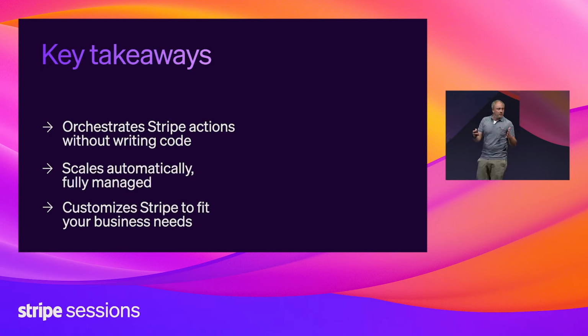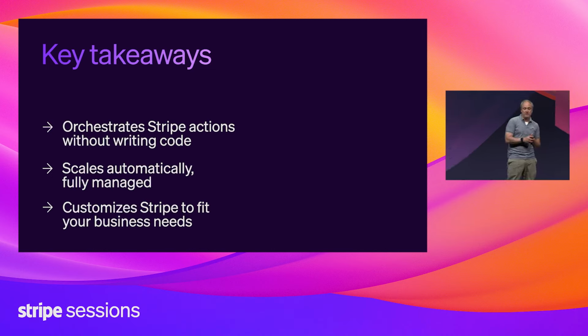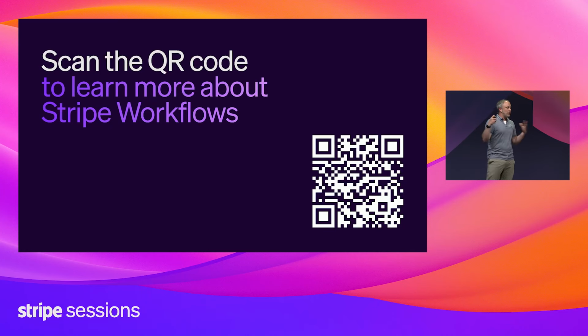OK, so today we announced the public preview of Stripe Workflows, allowing you to automate and orchestrate over 600 API actions in your Stripe account. It scales automatically in response to events, and we think this will open up a near infinite amount of customizations for you to run within Stripe. Here's a QR code for you to learn more information. It's the release blog, which of course links off to all the documentation.